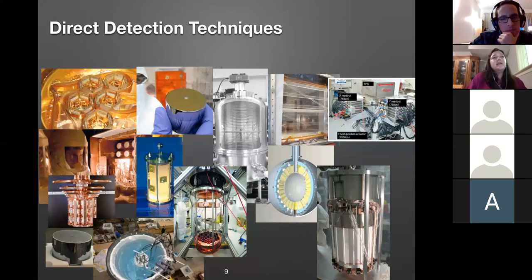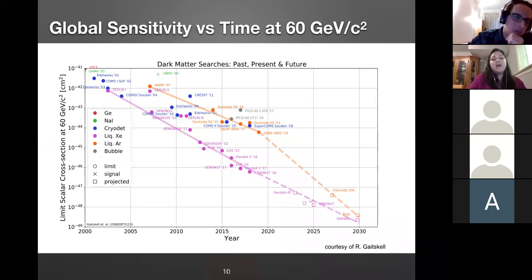Now this field has come really far, and you can see the types of differences in the sensitivity we're talking about. So when people were looking for the interactions that could have been a standard weak model, it was around the 10 to the minus 42 region, even a bit lower. And so early in the 2000s, a number of experiments worked there.